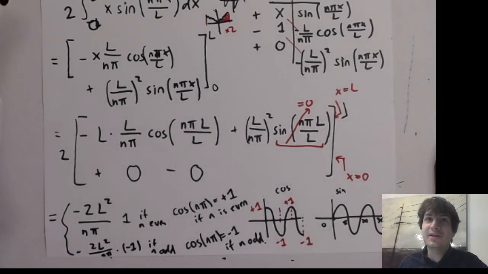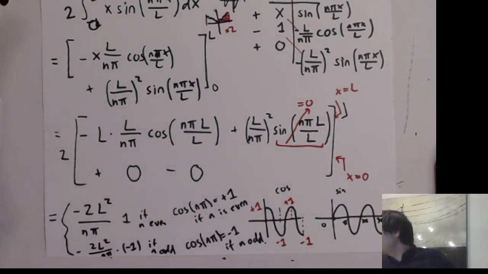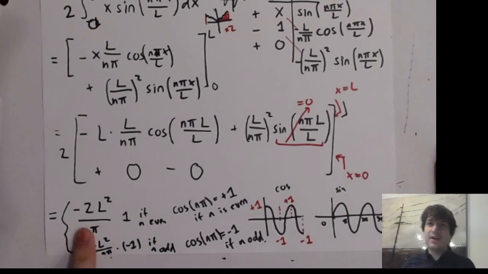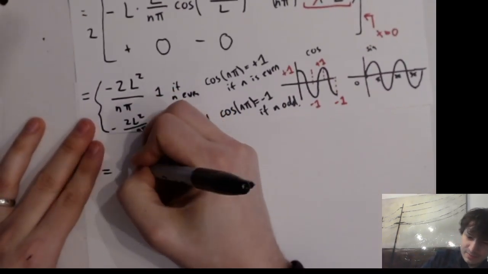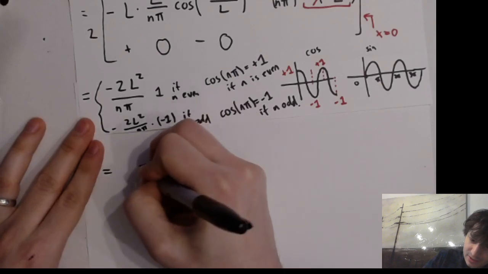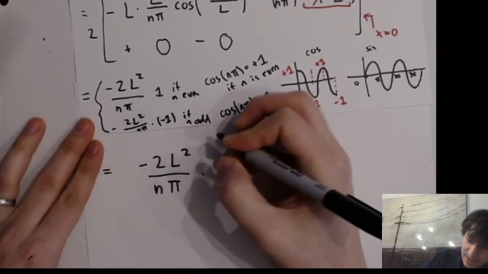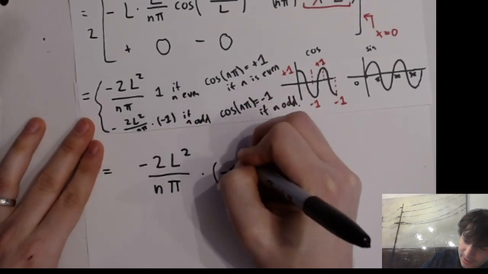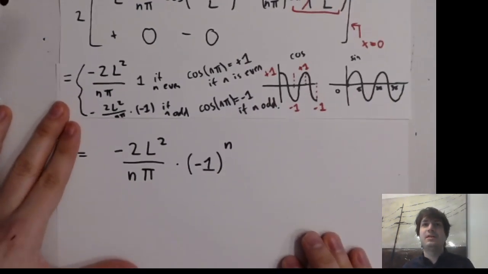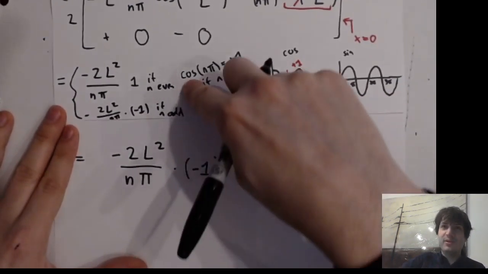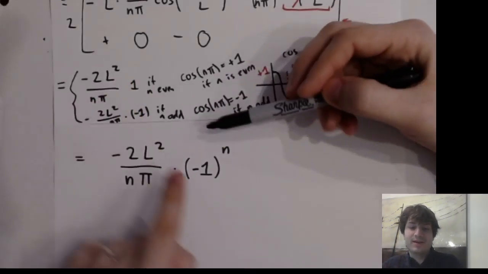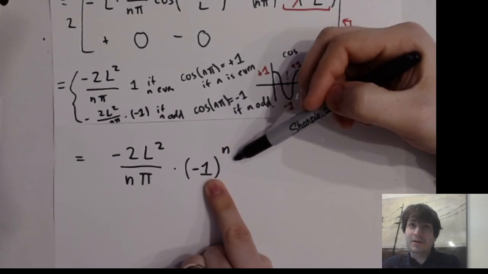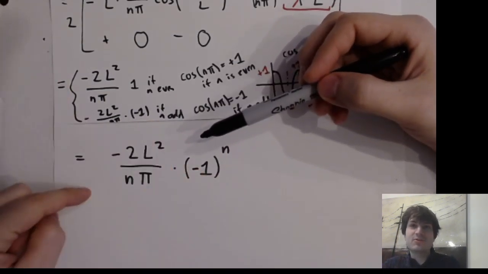And now the textbook does something funny that you should be aware of. This is perfectly valid. The textbook writes this exact answer as minus 2L squared over n pi times minus 1 to the power n. And these two formulas are the same. If n is even, you have minus 1 to an even power, that's just 1. And if n is odd, you have minus 1 to an odd power. So these two things are exactly the same.